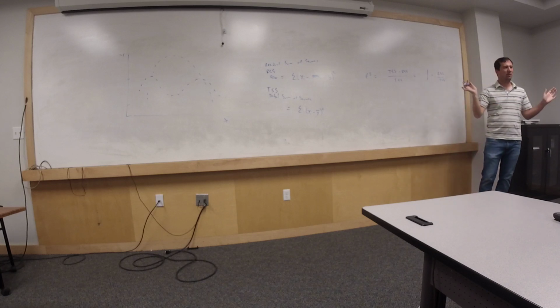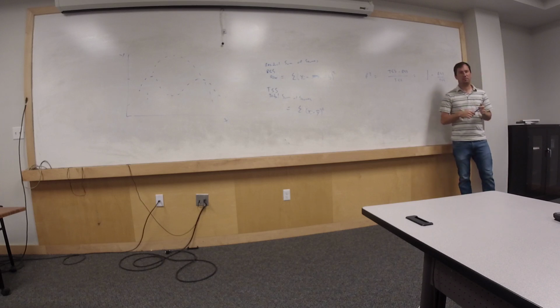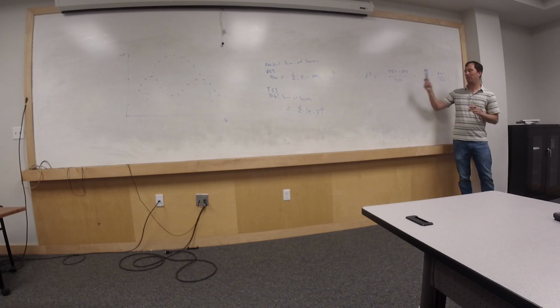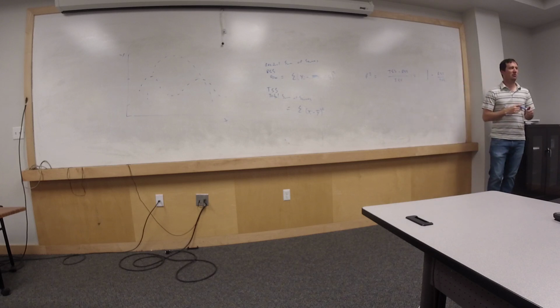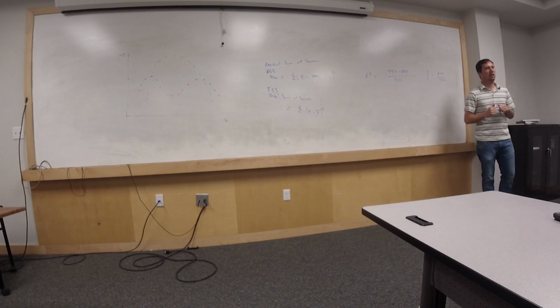If my line is terrible, all right, my RSS is going to be very high. It actually can't be greater than the TSS. So in the worst case, RSS is going to be TSS, in which case I get an R² value of 0. So the R² value is nice because it ranges from 0 to 1. 0 being terrible, 1 being perfect, right? And in between, it gives us a sense of the quality, how much of the variation of my data is explained by the line.